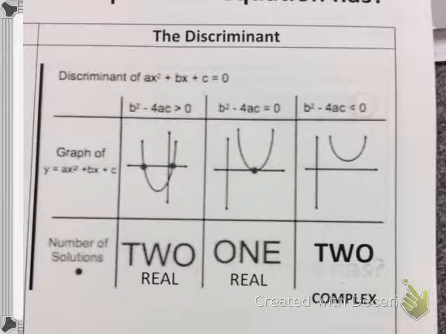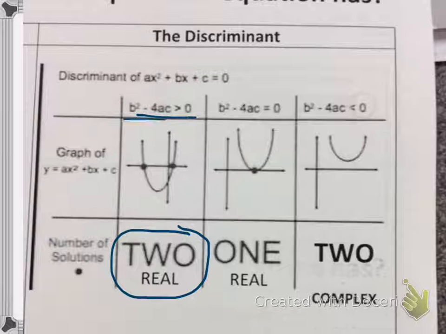Now, if we want to look at the equation, we're going to have to do something called the discriminant. The discriminant is part of our equation where we do b squared minus 4ac. And b squared minus 4ac, if it's greater than 0, which is what it says up here, then we have 2 real solutions.